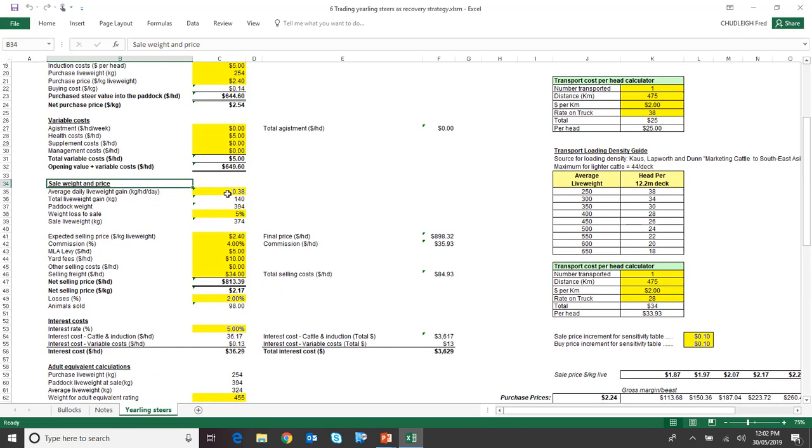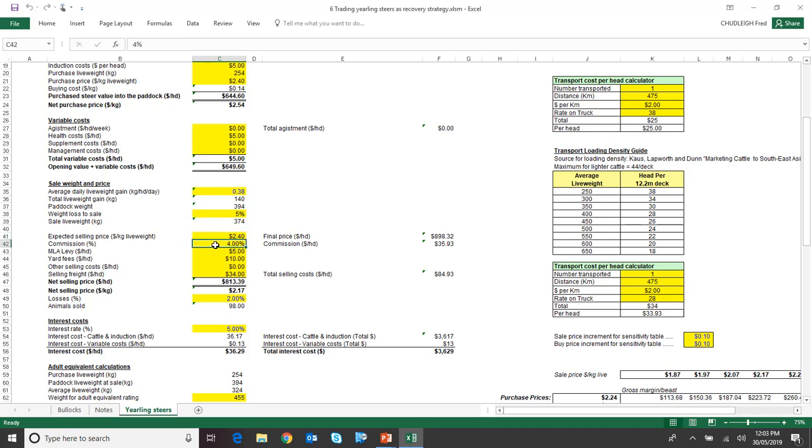Sale weight and price. Over the 12 months, we expect them to put on 140 kilos, which is 0.38 on average per head per day. That gives us a nearly 400 kilo steer in the paddock at the end of that period. To sell him, we've got to get him to the yard, so he's going to lose a little bit of weight. By the time we sell him in the yard, we expect an average weight at the yard of 374, and as I said, $2.40.